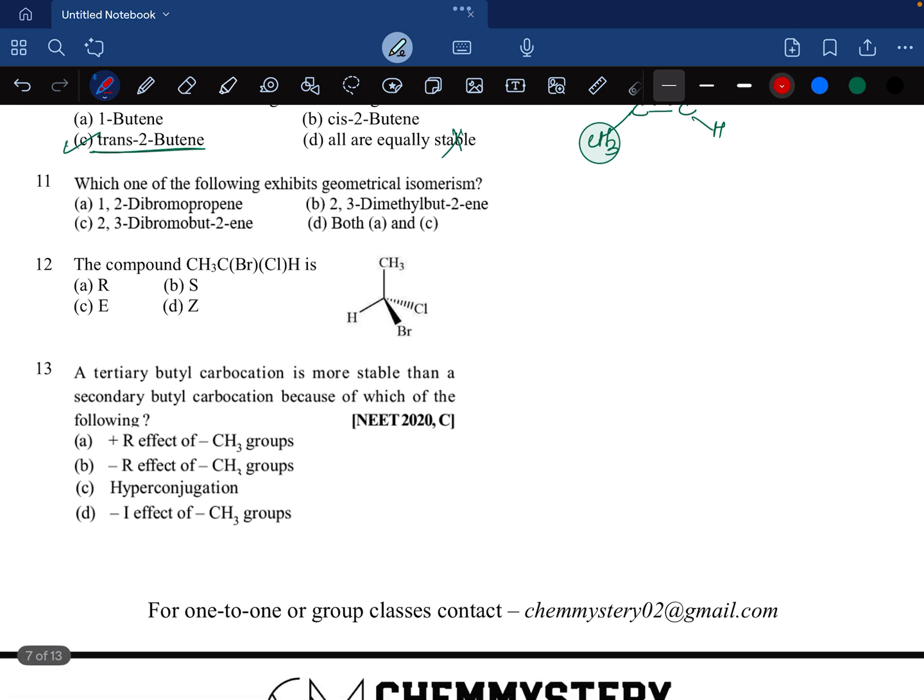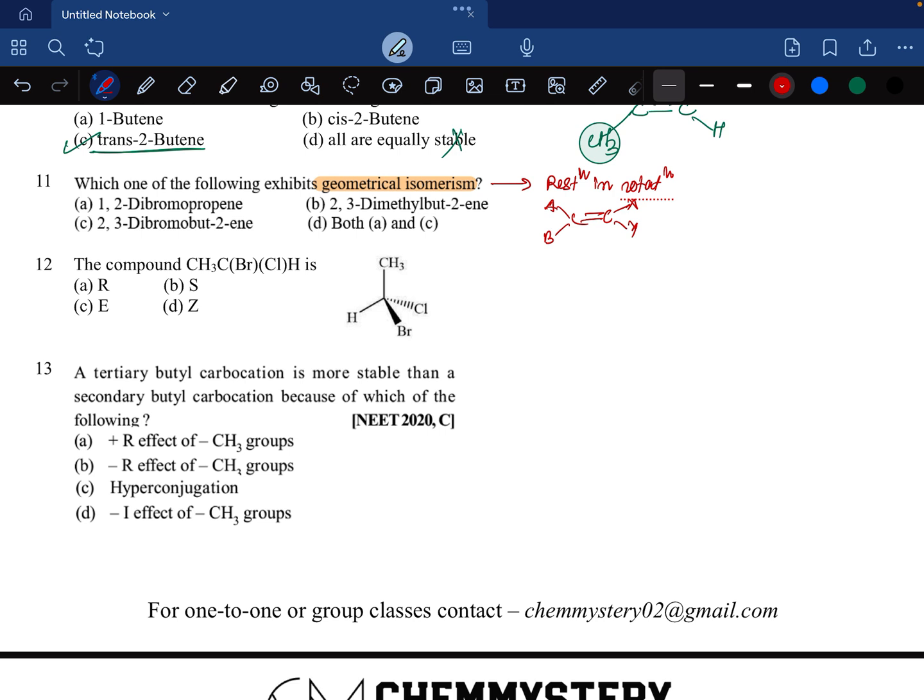Next one. Which one of the following exhibits the geometrical isomerism? Which of the following exhibits geometrical isomerism? You have seen the conditions of geometrical isomerism. Restriction in rotation. We have restriction in bond rotation, and also along the double bond carbon, whatever groups are present, those should be different, not the same. These are the conditions. Fine, let's check.